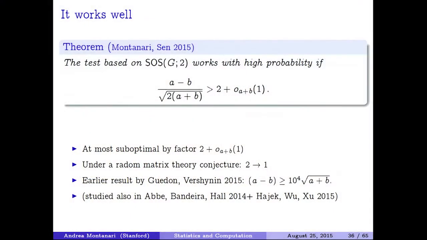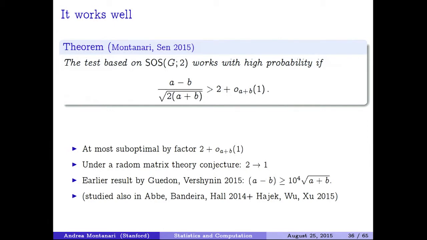Okay, so this is suboptimal at most by a factor of 2. Under a random matrix condition, these 2 should go to 1. Conjecture. I can explain the conjecture at the end if you want. So the real value here should be 1, but we cannot prove it at the moment.